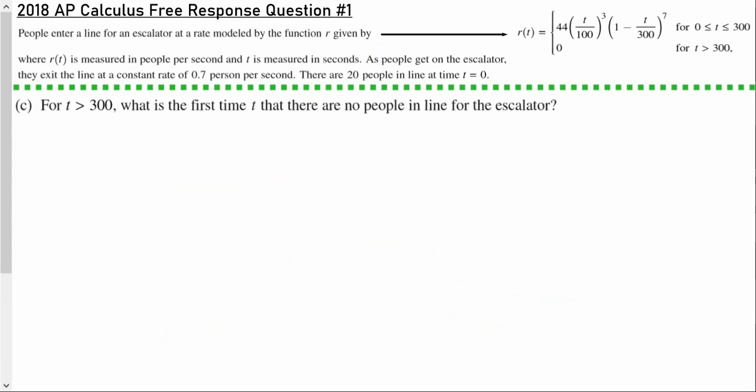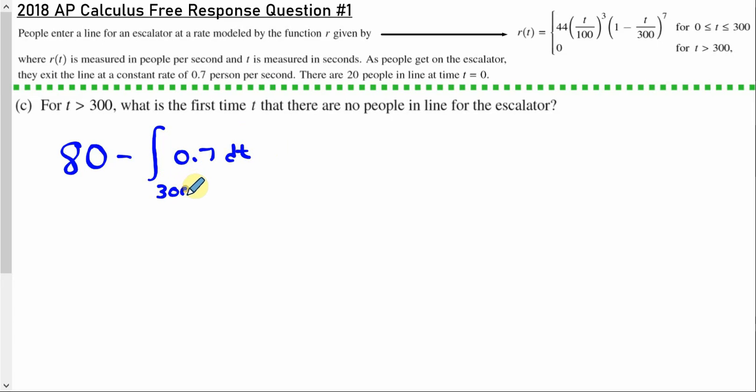All right, question C. After 300 seconds, how long does it take before there are no people in line? Because remember, after 300 seconds, nobody's getting on, but people are still leaving. So I thought of it this way. It's not the only way to think about it, but here's my first thought. I had 80 people that started. I'm taking away the 0.7 dt. I'm taking away the rate at which they're leaving.